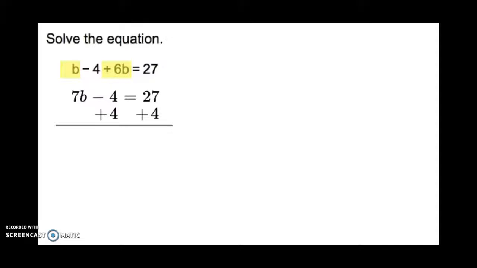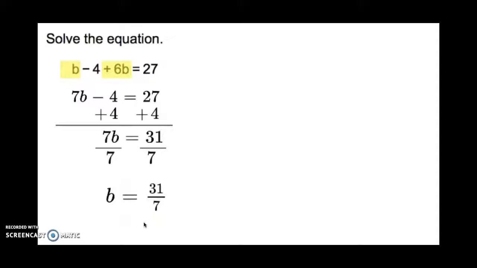So we add 4 to both sides, and we get 7b equals 31. Divide both sides by 7, we'll get 31 over 7. Now, if that could be reduced, we would reduce it, but in this case, there is no number aside from 1 that could be divided into both 31 and 7. So we leave it as 31 over 7.